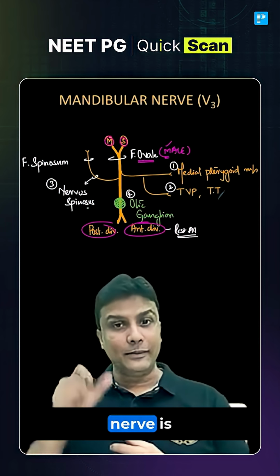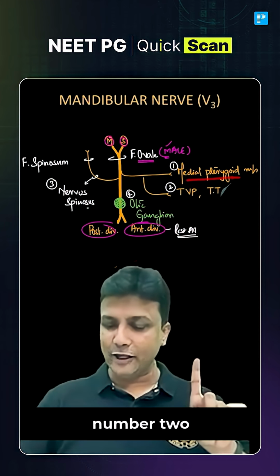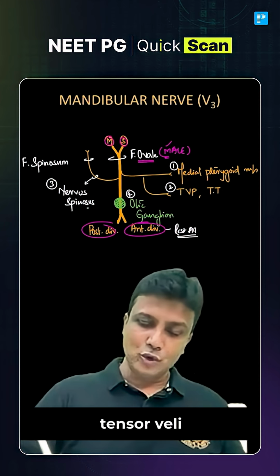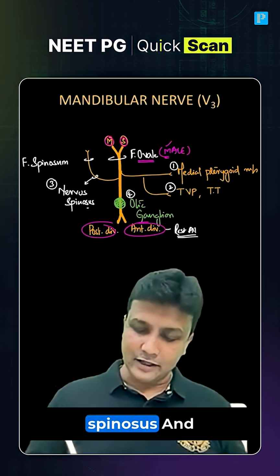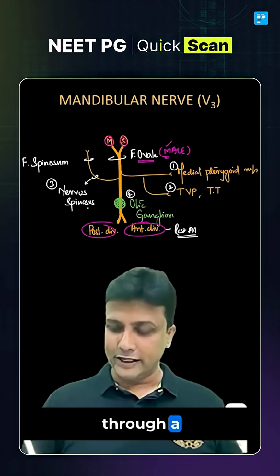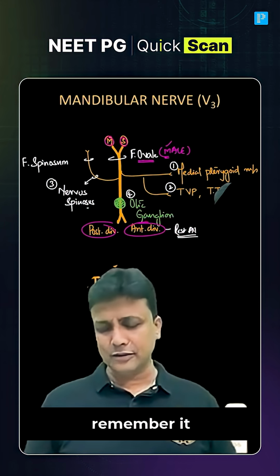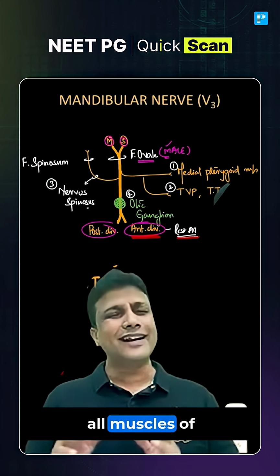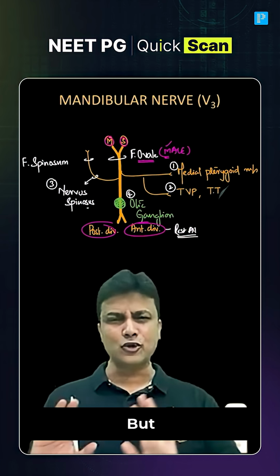So the trunk of the mandibular nerve is supplying only one muscle of mastication, medial pterygoid. Number 2, it is supplying two tensors, tensor veli palatini, tensor tympani. Number 3, it is giving nervus spinosus. And number 4, it is passing through a ganglion, otic ganglion. Now about the anterior division, you just have to remember it is supplying the rest of all the muscles of mastication. Lateral pterygoid, masseter, temporalis, it supplies those.